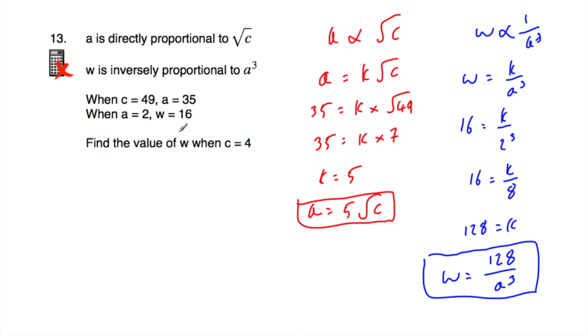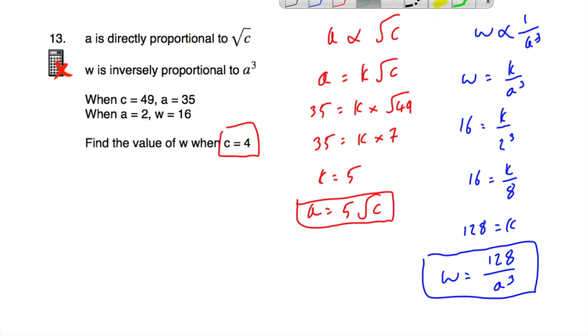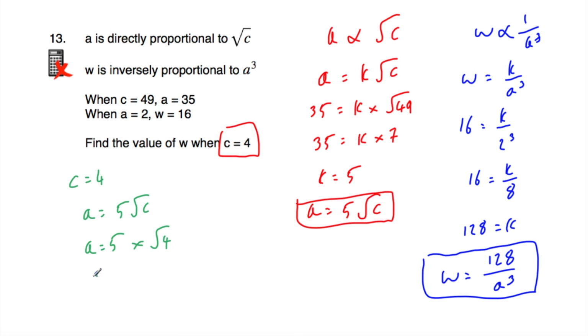Now, if we have a look at the question, we've been asked to find the value of W whenever C is equal to 4. So we're going to substitute that into here, and whenever we do that, we'll then work out the value for A. And when we work out the value for A, we'll then substitute that into here and find the value for W. So let's do that. I'm just going to change color of ink here. Whenever C is equal to 4, we're going to have that A is equal to 5 times the square root of 4. The square root of 4 is 2, so we're going to get that A is equal to 10.